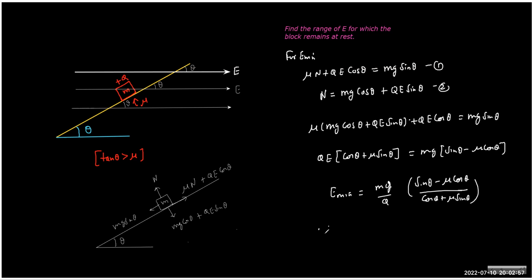And similarly, you can directly get E max by switching the sign. So these are some of the laws of motion questions that we have done. Let's do some kinematics.